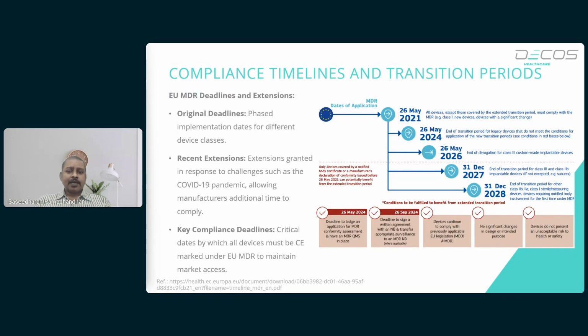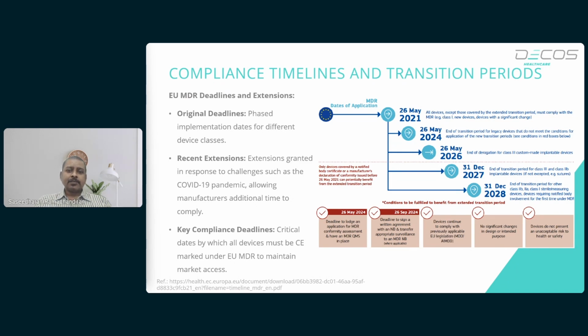Understanding the FDA's timelines, let's now talk about the EU MDR's deadlines and extensions. The original deadline for medical devices under EU MDR for compliance was set for 26 May 2020, but due to the COVID-19 pandemic, this was postponed to 26 May 2021. However, devices that were still compliant with MDD or AIMDD could continue to be lawfully placed on the market or put into service until 26 May 2024.